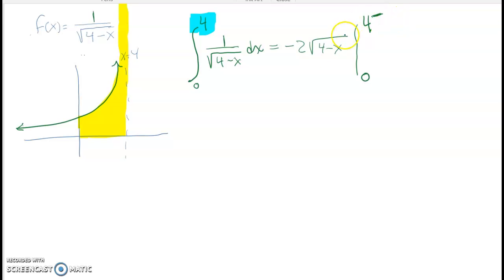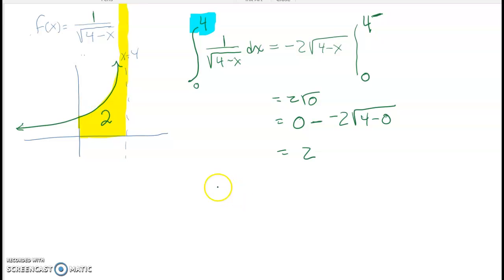So when we plug that in, first thing, we'll just plug it in and see if we have a problem. Negative 2, we plug in 4. We don't have a problem because the square root of 0 is a perfectly valid number. It's 0 minus negative 2 square root 4 minus 0, and square root 4 is 2. Oh, it's 2. Oh my goodness. That looks like an infinite area, but the area under that curve, that yellow area, is actually 2.